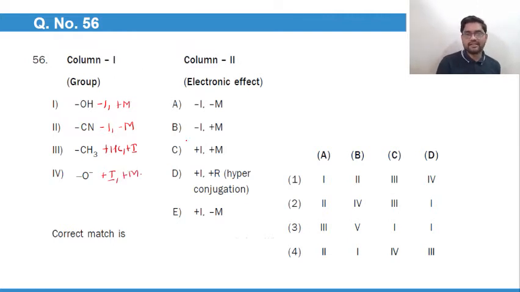OH is minus I, plus M. So 1 belongs to B. Okay, so 1 belongs to B. This is B, and 1, that is this. So the only option that suits in the example is this. So we'll go with option number 4.